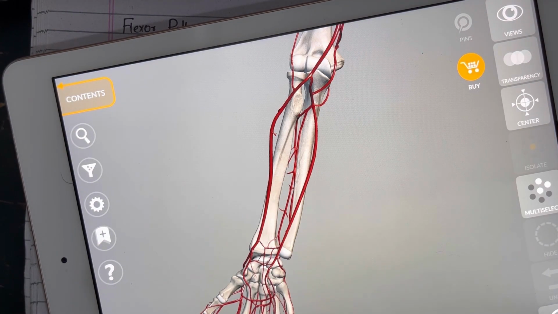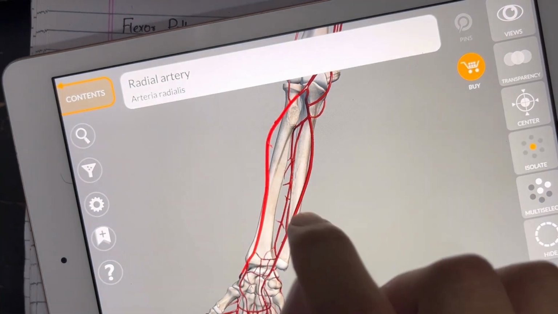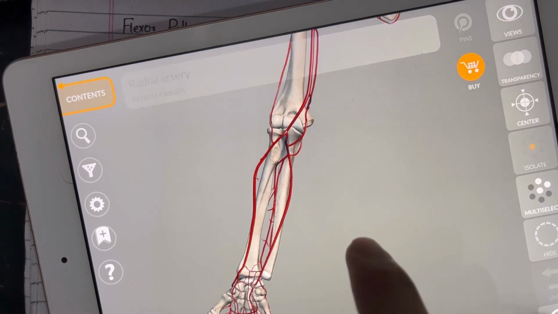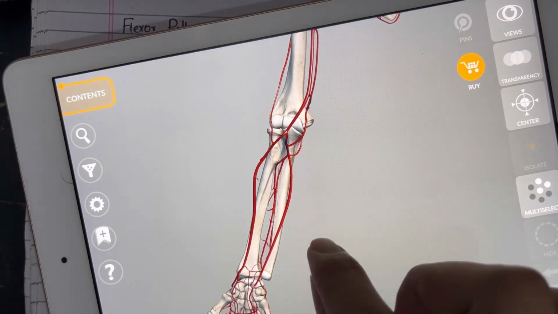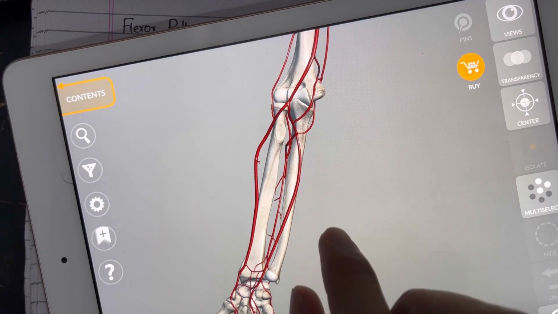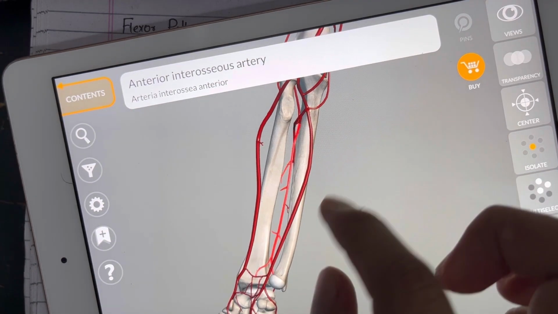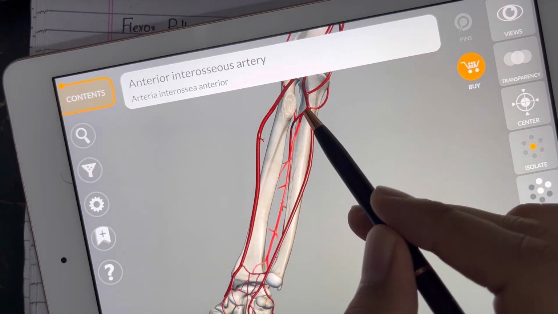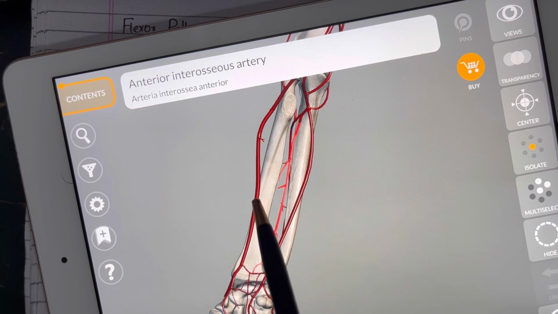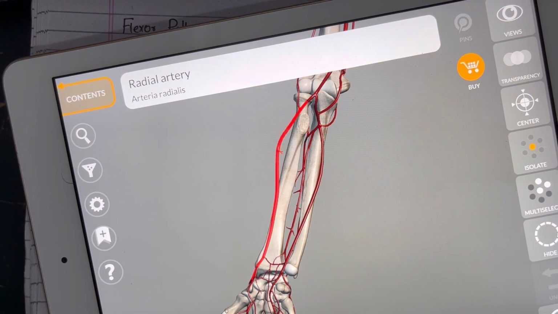Now student, moving toward the blood supply of the flexor pollicis longus muscle. So this muscle is supplied by the radial artery. The radial artery is the branch of the brachial artery, and student, it is also supplied by the anterior interosseous artery. This is the anterior interosseous artery. This anterior interosseous artery is the branch of the ulnar artery. So the anterior interosseous artery and the radial artery supply the flexor pollicis longus muscle.